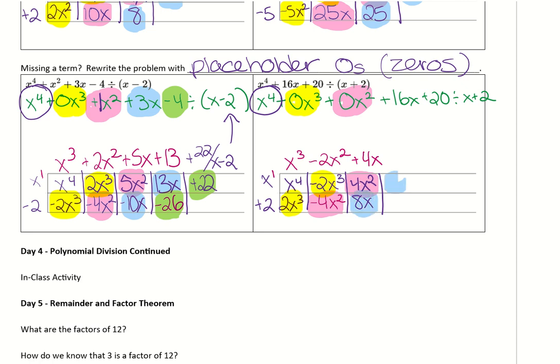We need something here and here that add to 16. We already have an 8, so we need another 8. Then we're going to go above plus 8. We're going to go below plus 16. And our goal is to have this and this add to 20. So what needs to go in your blank? Plus 4. So that's going to be our remainder, plus 4 over what you've been trying to divide by this whole time, which is that x plus 2. And that is how you divide polynomials.